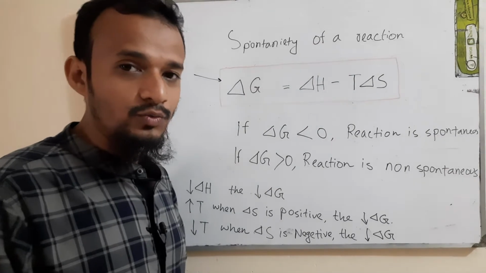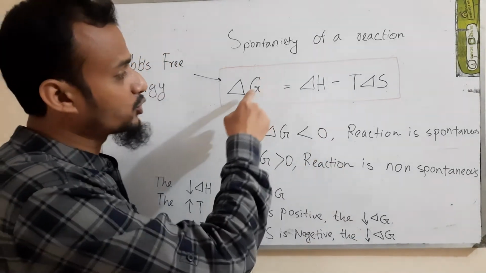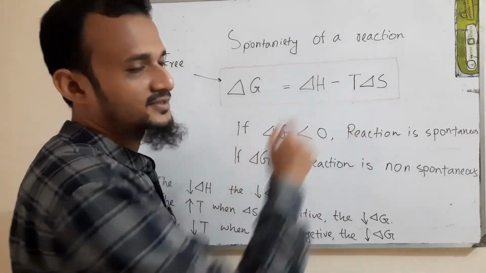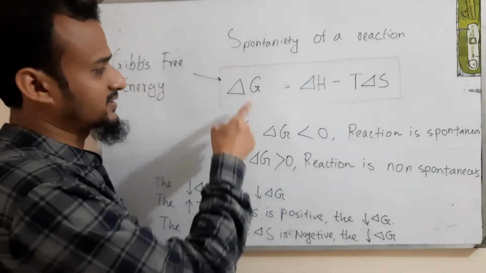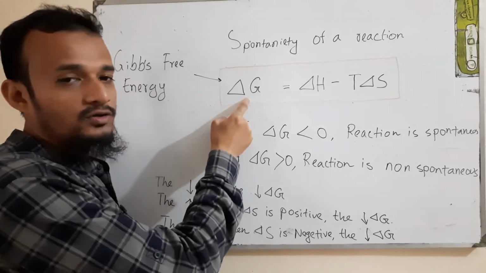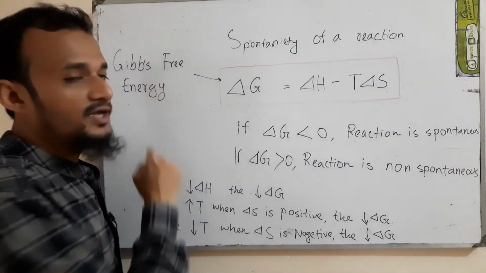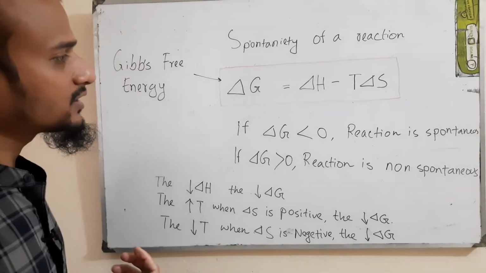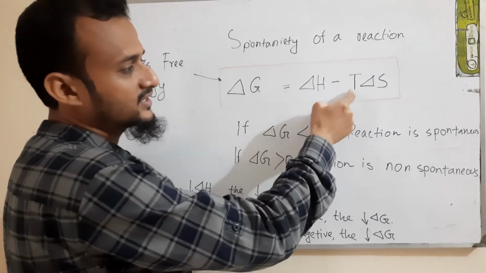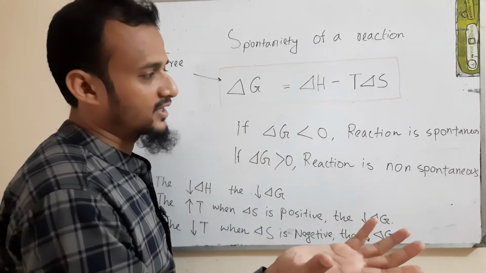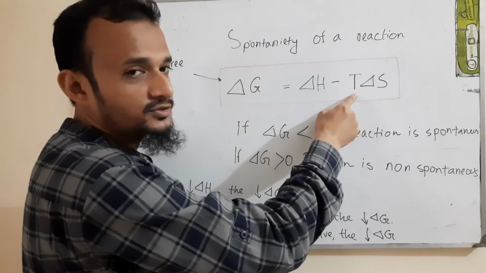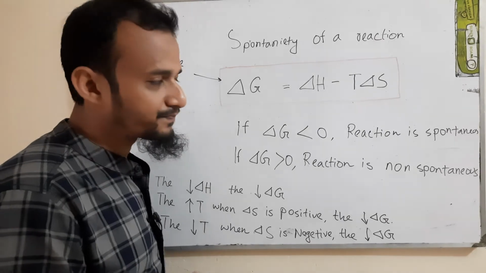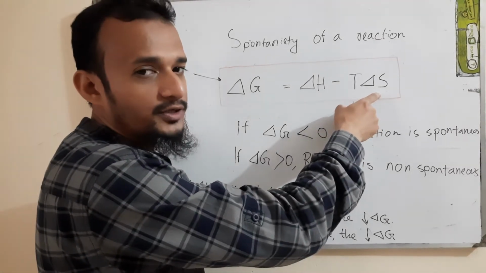To find that out, we need to use the equation ΔG = ΔH - TΔS. This is something new for you, right? This is called Gibbs free energy. Gibbs free energy is equal to ΔH minus TΔS. Here ΔH, you know, is the enthalpy change of the reaction, T is the temperature, and ΔS, which I discussed in the previous video, is the change in entropy.